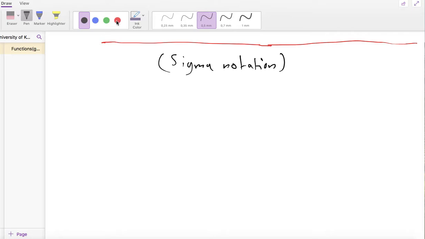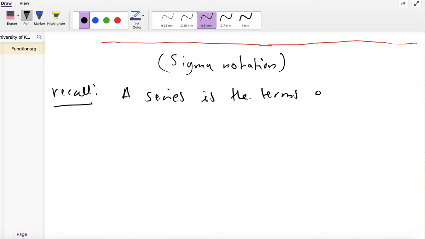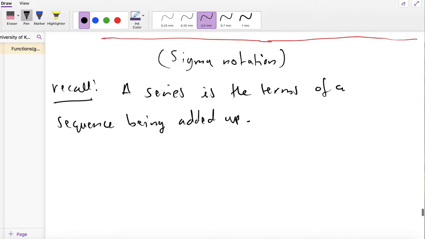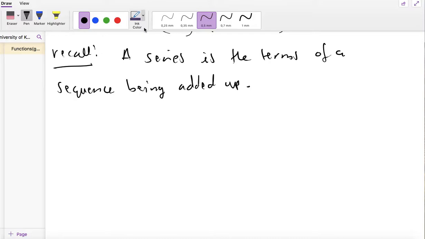So, in order to start this, we shall recall a few things first. Recall that a series is the terms of a sequence being added up. Okay, and the sequence is really arbitrary in this case because the sequence can take the form of a geometric sequence, it can take the form of a quadratic sequence, and it can take the form of an arithmetic sequence.